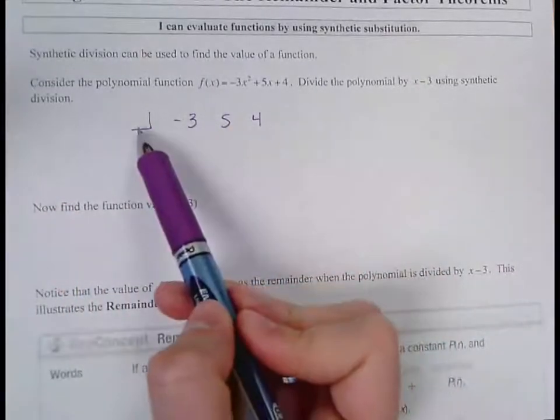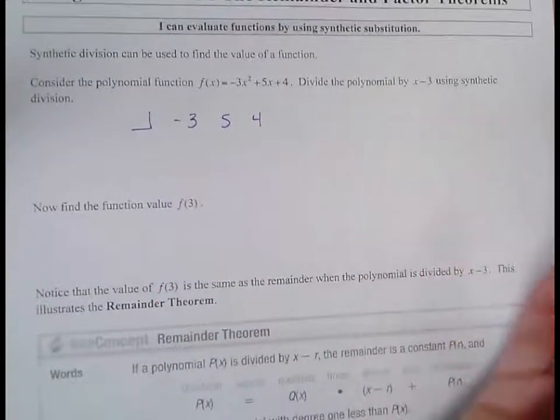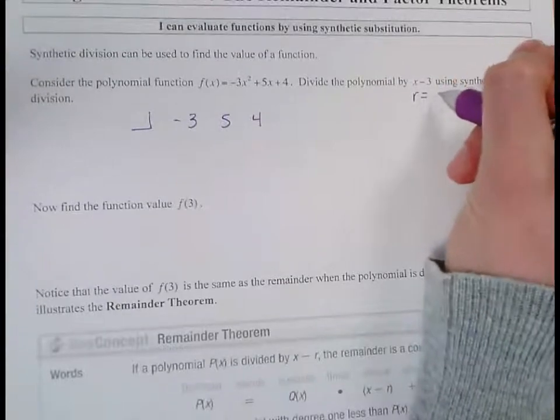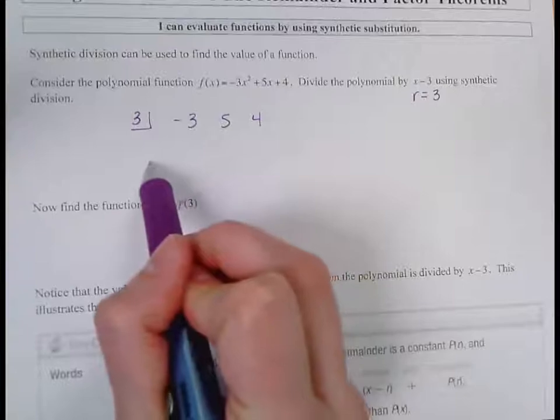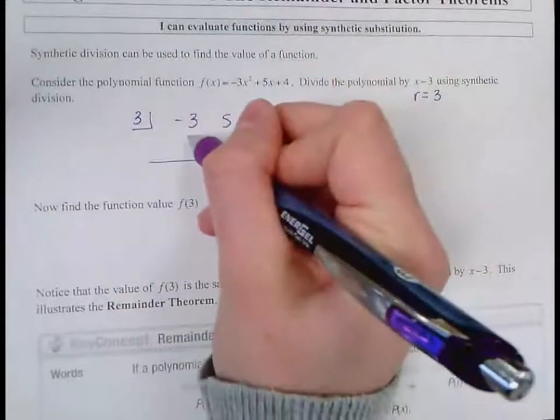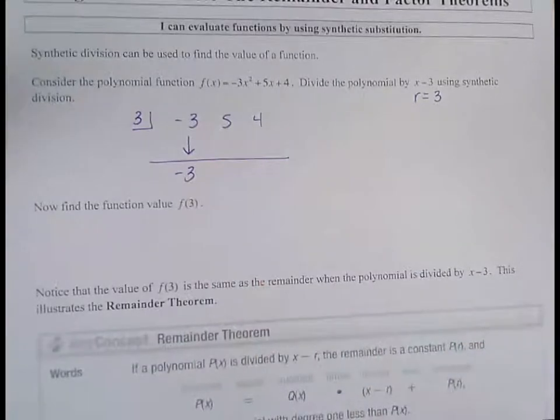Then in the box, you place your r value from your divisor. If we're dividing by x minus 3, what is the r value? +3. Then draw the line and bring down your first coefficient. That first coefficient is always brought down under that line. That's just the setup part.